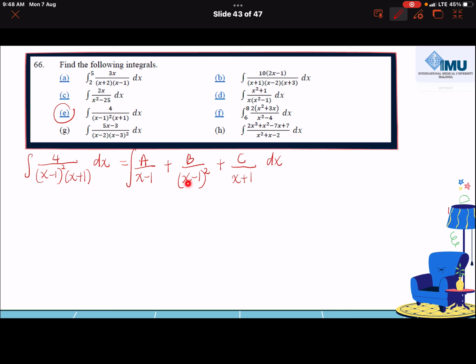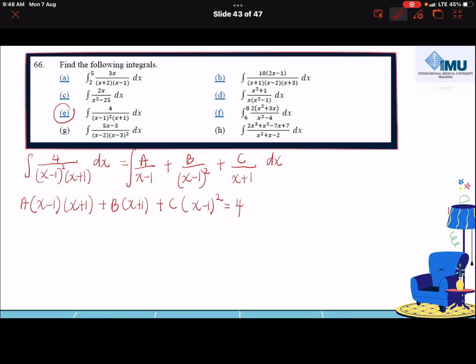First of all, cross multiply to equalize the denominator. Now A will be multiplied by (x minus 1) and (x plus 1). How about B? B will be multiplied by only (x plus 1), and C will be multiplied by (x minus 1) squared. Now the denominators are equal for all, so we can equate the numerator with the numerator. What is the numerator on my left hand side? Yes, it is equal to 4.